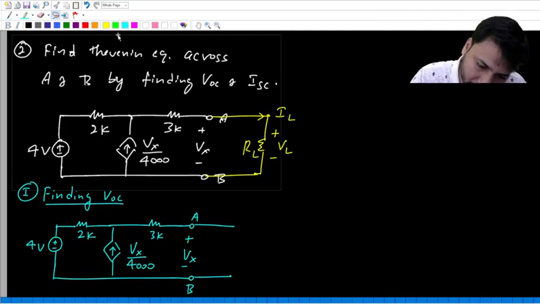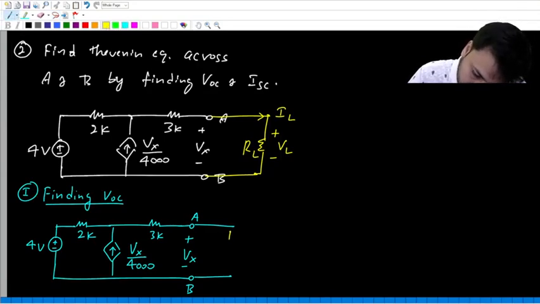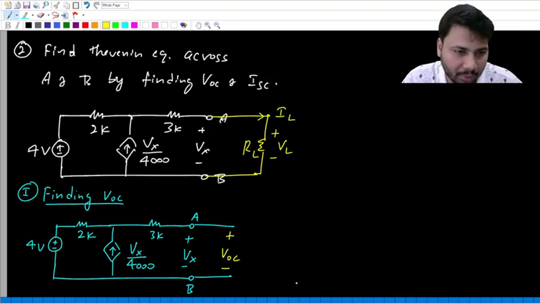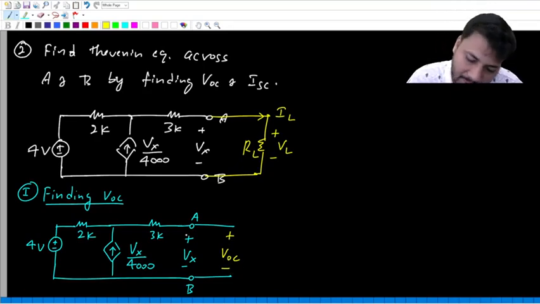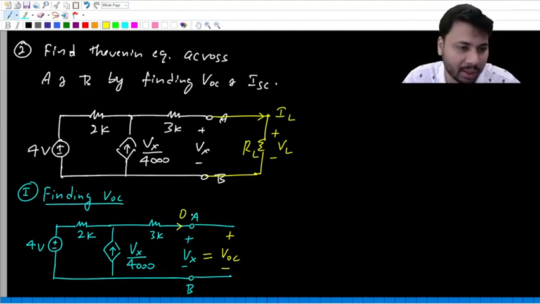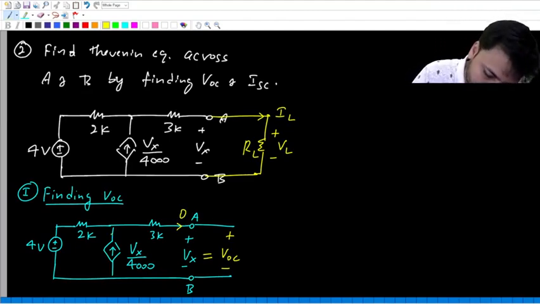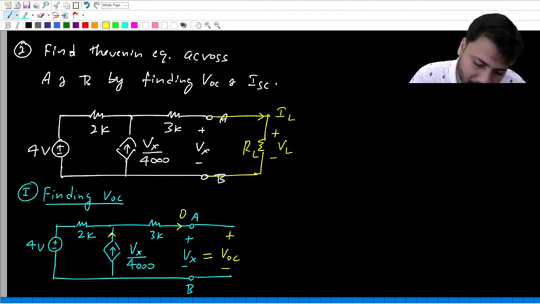So now we have to find the open circuit voltage. Yes. So when the load is removed, you get this open circuit, and then we have this VOC. So it's all about finding the value of VOC. What is Vx? Is it not the same as VOC? And how much current will flow in this branch? Because of this open circuit, the current is 0. So what is this current? It is Vx by 4000.